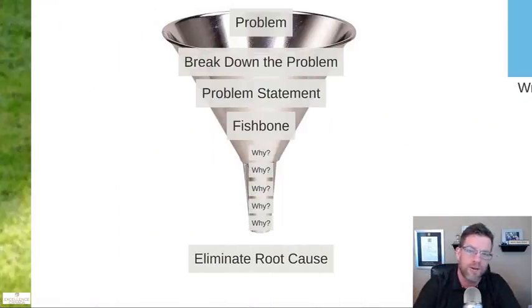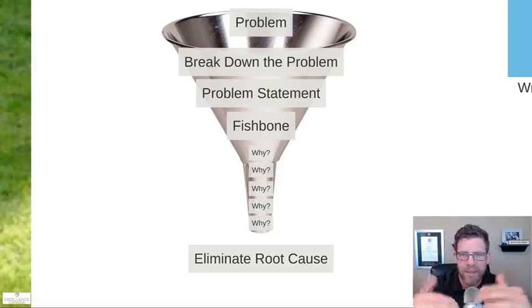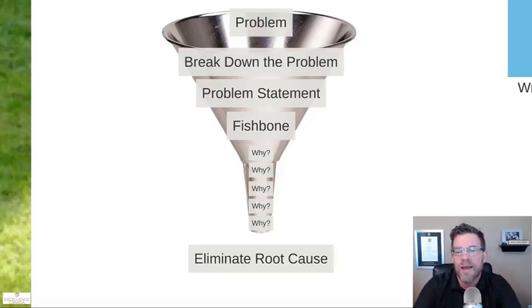It starts with a problem that you're facing, maybe a red light on your measurement dashboard, or a survey that came back with results that you didn't expect. Something like that is the problem. You want to break down that problem, think about it, go do some research about it, actually establish a problem statement, do a fishbone exercise, do a 5 Whys exercise, and then you'll get down to eliminating the root cause, which is essentially our agenda today.